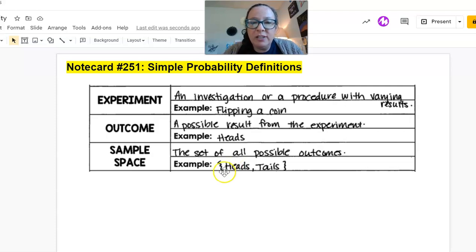And notice the squiggly bracket notation means a set. We've been doing that all school year with numbers, and the comma means you just have different things in that sample space. So pause me and finish up note card 251.